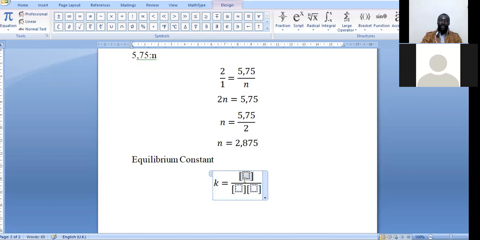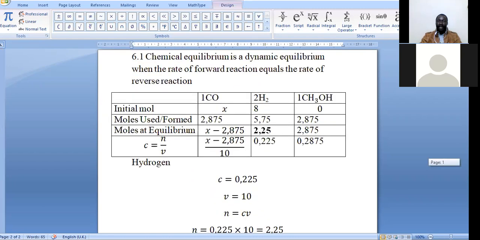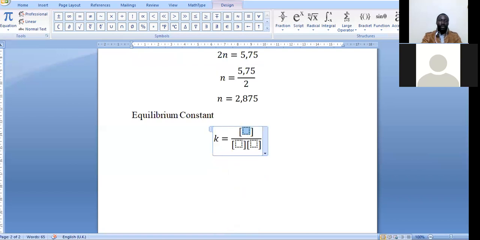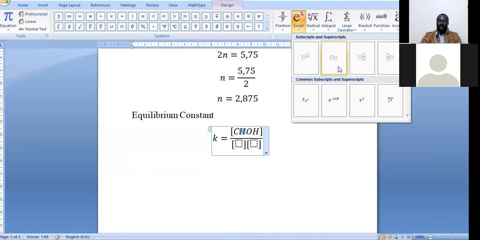Well, what is the concentration of the product? Do we have the concentration of the product at equilibrium? Well, we do. It has been given to us, but let's first write the formula. The formula here is the product. The product is methanol. So let's put it right there. Methanol is CH3OH, with the 3 there.